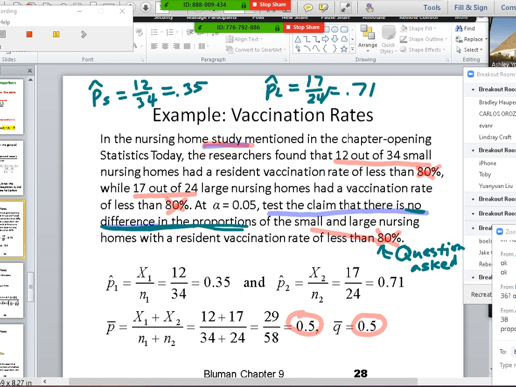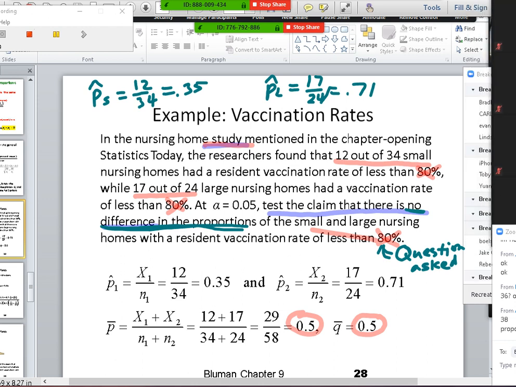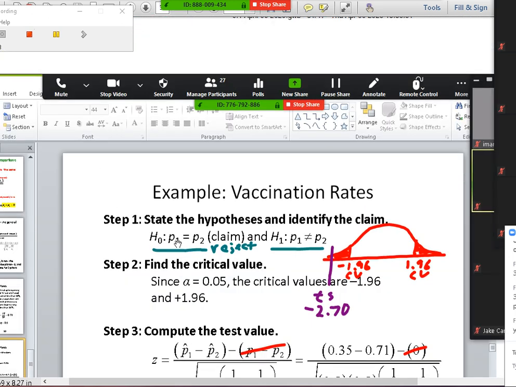No difference in the proportion. Right, that's my claim. My claim is no difference. Okay, all right, so my claim is no difference. If there's no difference between them, that means they're equal. Everybody on board with that? Test the claim that there is no difference. And I would test the claim that the proportions are equal. So my H naught, my claim, is going to be that P1 equals P2. Everybody on board? Claim is no difference, so the proportions are equal.